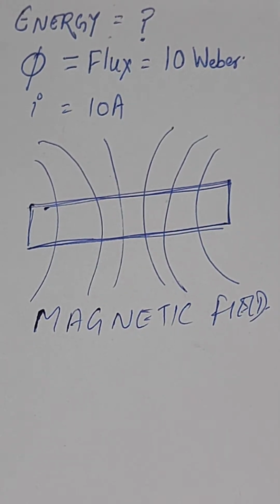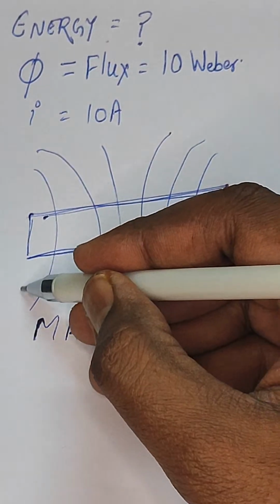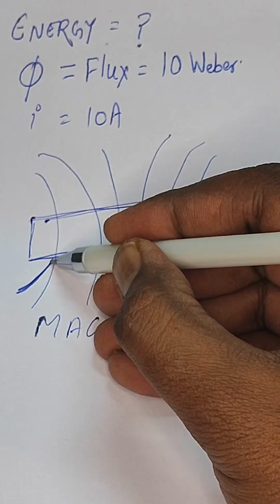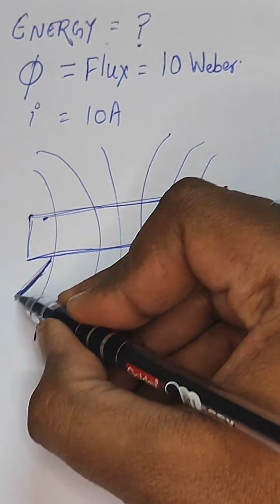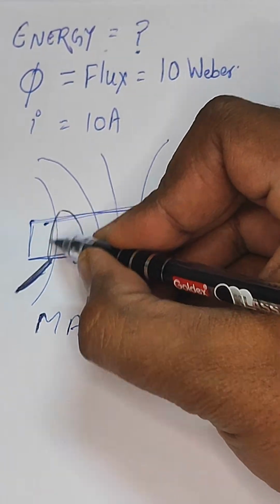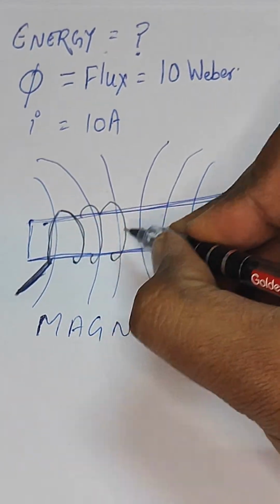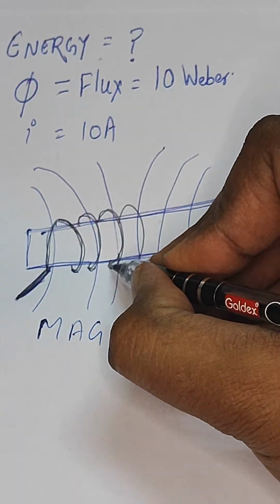Okay, the question is the energy stored in the magnetic field when a current of 10 ampere produces a flux of 10 Weber through a closely wound coil of 200 turns. That means a coil is there, and this is making certain turns. Let me change the color of the pen. So this is making one turn, then two turns, then three turns, then four turns.